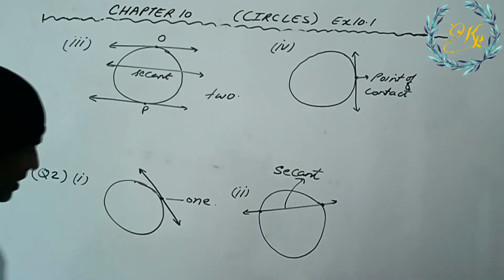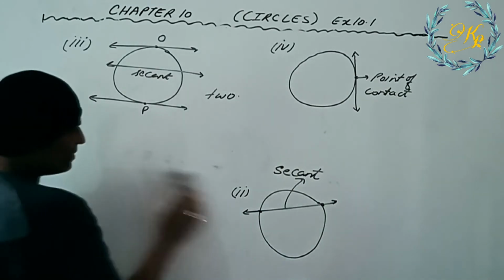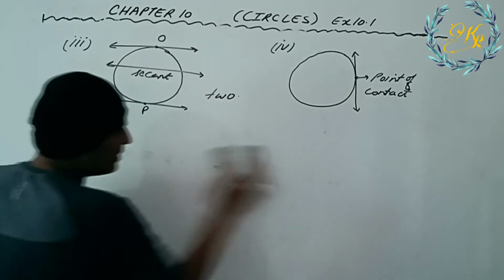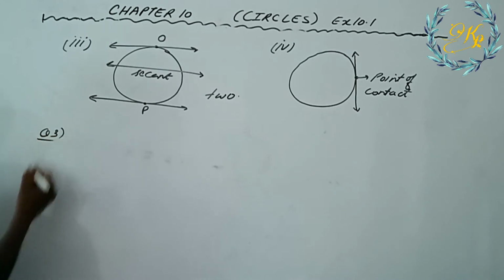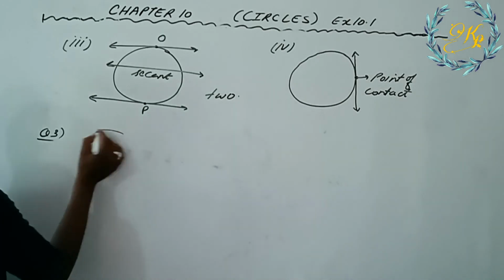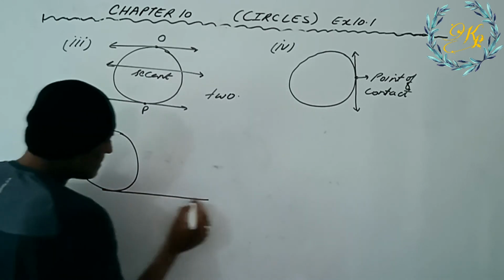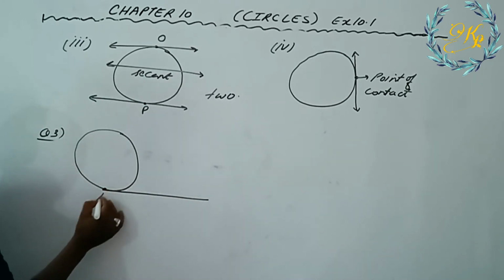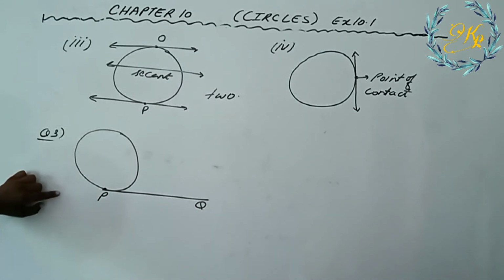Now let's move to the next main question, question number 3. Let's see, what does it read? We are given a tangent PQ at a point P on a circle. So let's draw the circle first. Let's draw the tangent. Okay, so the point of contact is P, the tangent is PQ. Let's read further: a circle of radius 5 cm.